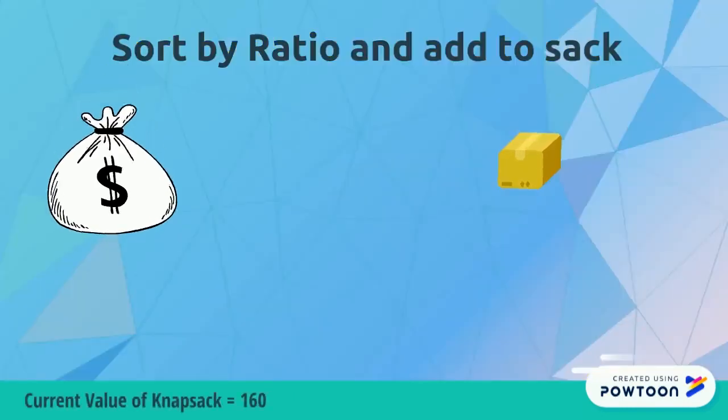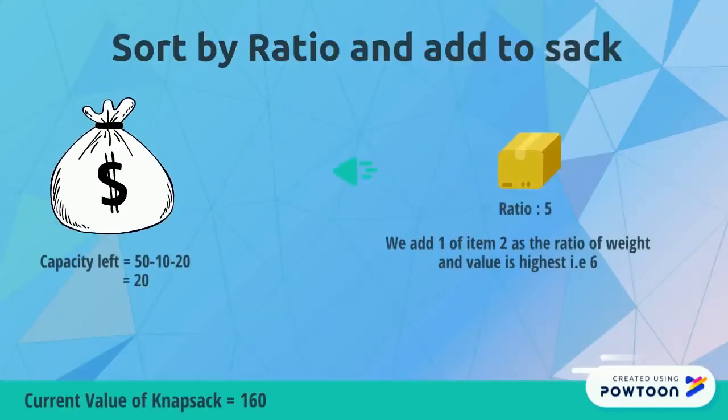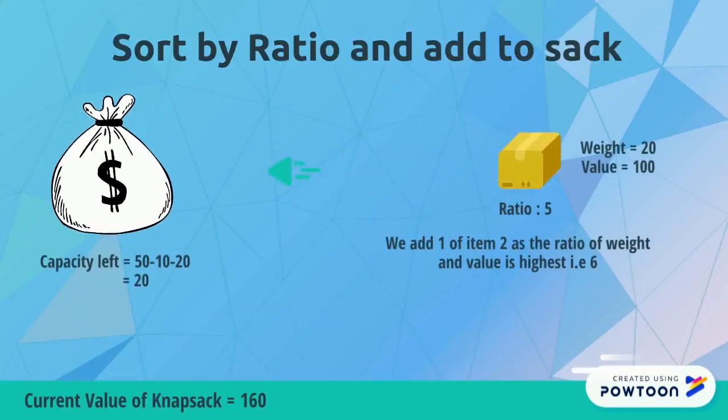With a value of 60, after adding it, the capacity left in the knapsack is 40. And then we add item 2, because it's the next highest ratio. After adding it, the capacity left is 20 and the current value of the knapsack is 160.